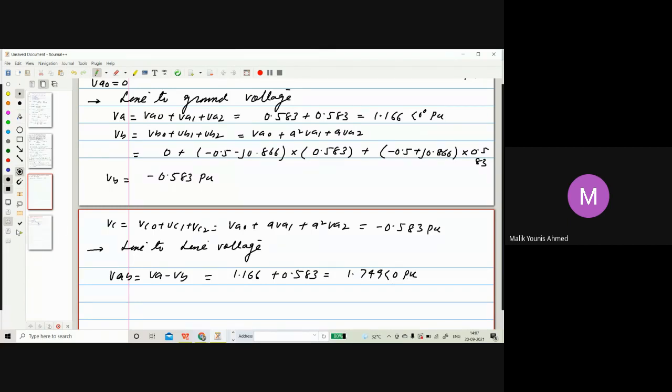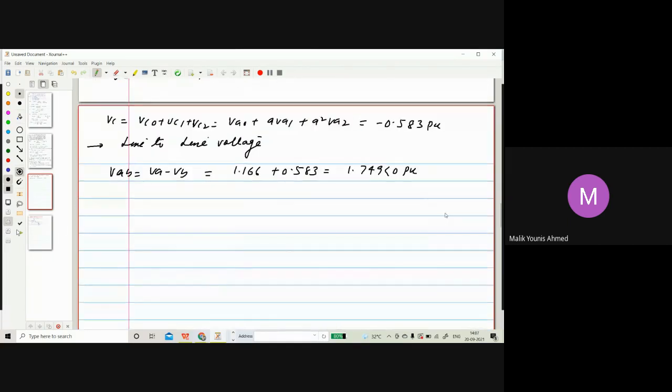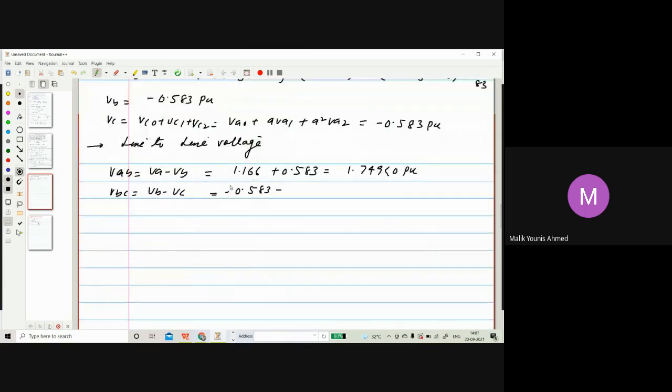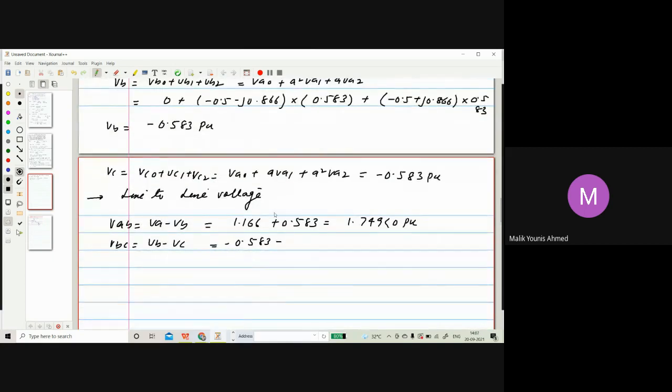Then next we will have VBC, that will be VB minus VC. VB is 0.583 minus, sorry, minus VC, and this will be plus. So it will become 0.583 minus 0.583, which becomes 0 in per unit.